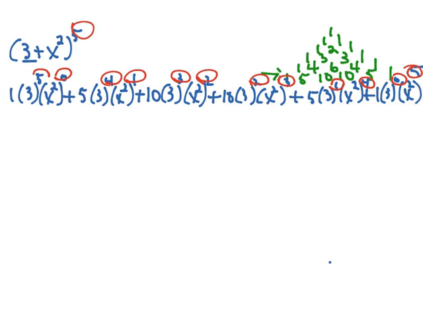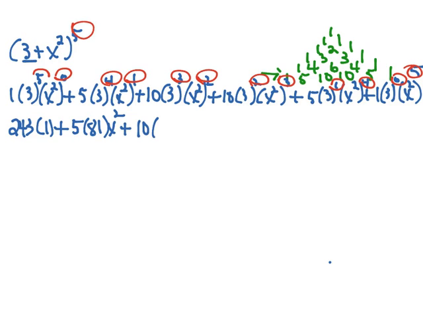All right, so continuing, we now have 3 to the fifth power times x² to the 0 power. x² to the 0 power is 1. 3 raised to the fifth power is 243. So we're going to have 243 times 1. Plus, in our next term, we're going to have 5 times 3 to the fourth, which is 81, and x² to the first is going to be x².